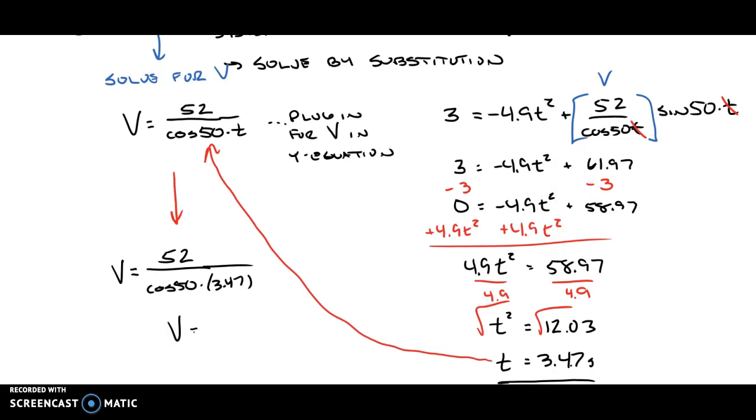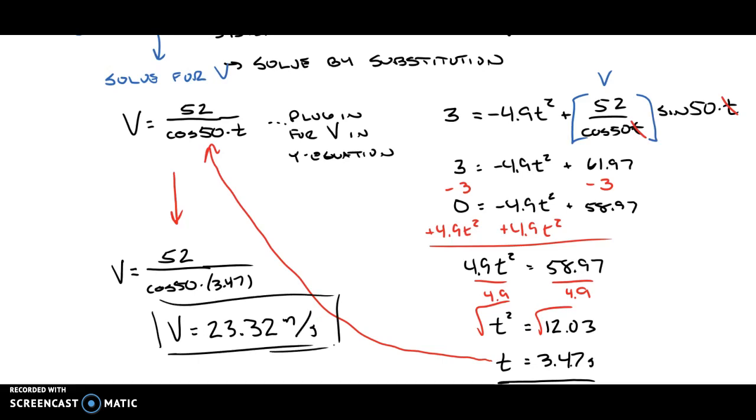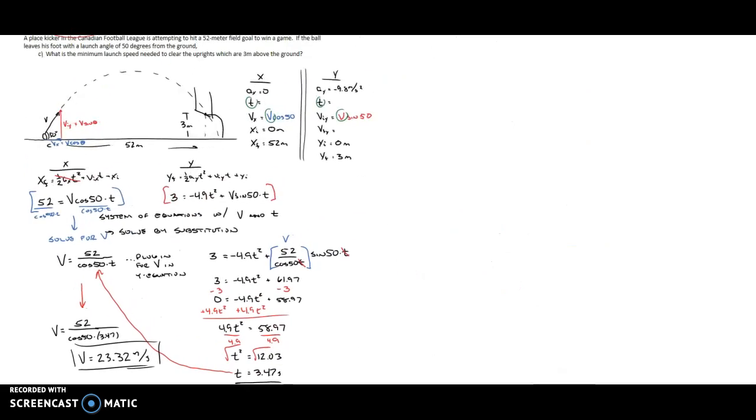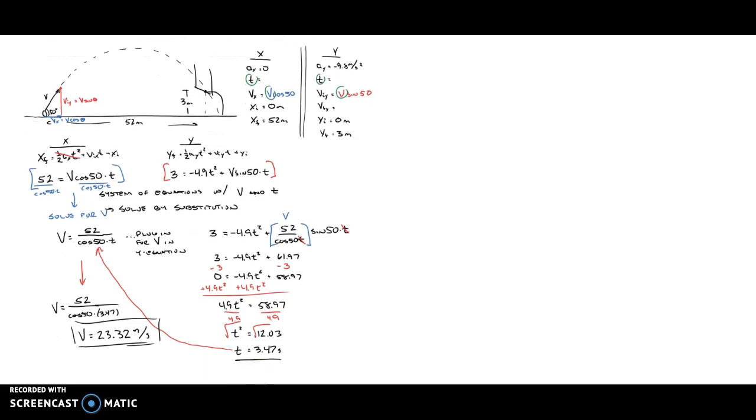So my velocity is 23.32 meters per second. So that would be the speed needed, the minimum speed needed to kick the ball through the uprights. Hope this is helpful, and hopefully you can follow my algebra as we solve a system of equations.